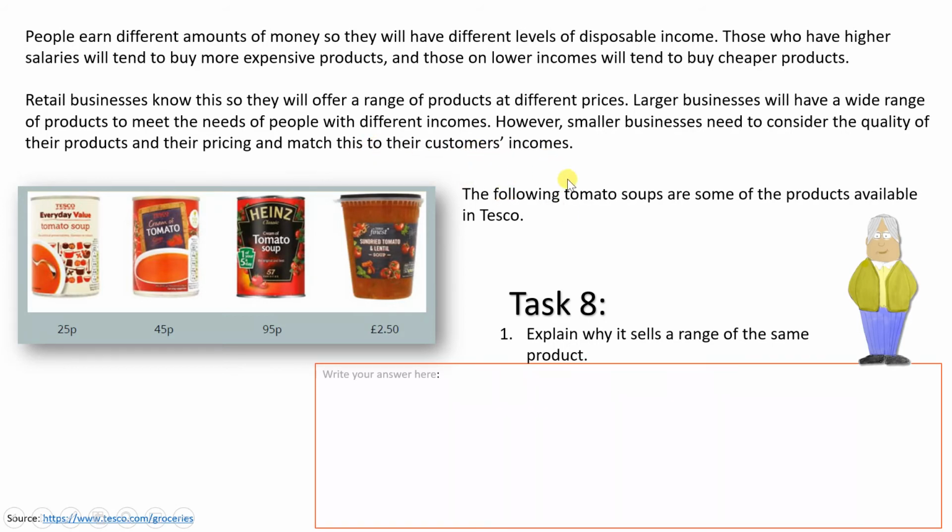The following tomato soups on the left are some of the products available in Tesco's. So you've got everyday value 25p, you've got Tesco's home brand 45p, you've got Heinz tomato soup 95p, and you've got Tesco's finest sun-dried tomato and basil soup £2.50. Task 8, your job, explain why Tesco sells a range of the same product. So explain why Tesco's offers those 4 products at those 4 different prices.